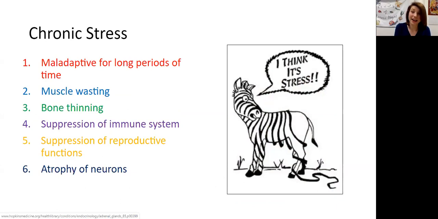My hair is actually falling out, like these zebra stripes are. Next time you see me, I'm going to be a little bit bald. So that is a real side effect of chronic stress.